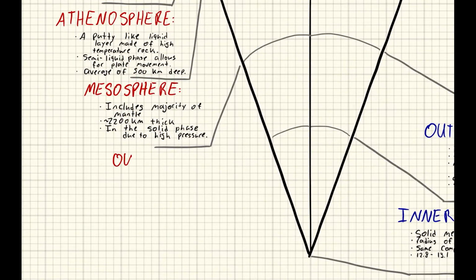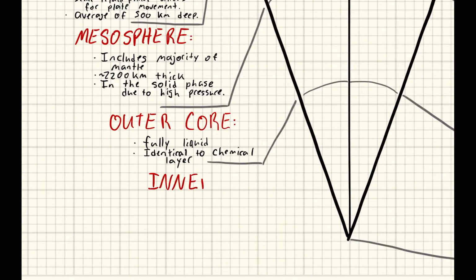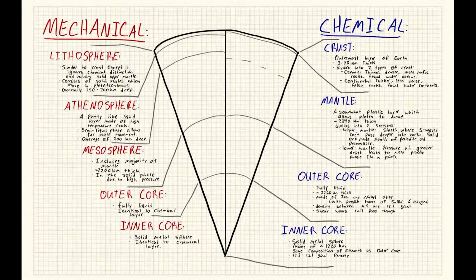The innermost mechanical layers, otherwise known as the inner and outer core, follow the same classifications as the chemical layers. For the outer core, the high temperatures allow for liquid metal to exist in this range. However, for the inner core, the pressure is too great and this portion is solid, even though the temperature is estimated to be over 6,000 degrees Celsius.